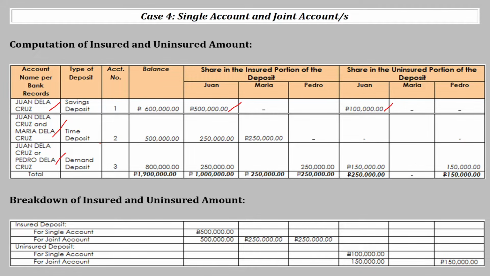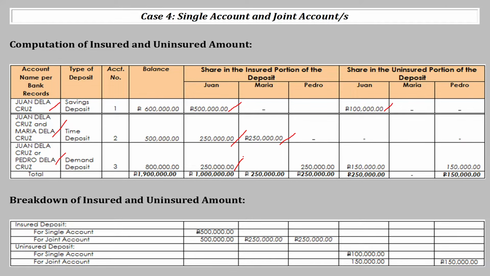So for account number 2, the maximum deposit insurance is 500,000 pesos, which shall be divided equally between Juan and Maria. So 250,000 for Juan de la Cruz and 250,000 for Maria. So for account number 3, the maximum deposit insurance is 500,000 pesos, which shall be divided equally between Juan and Pedro. Okay, so the share of Juan de la Cruz is 250,000 pesos.